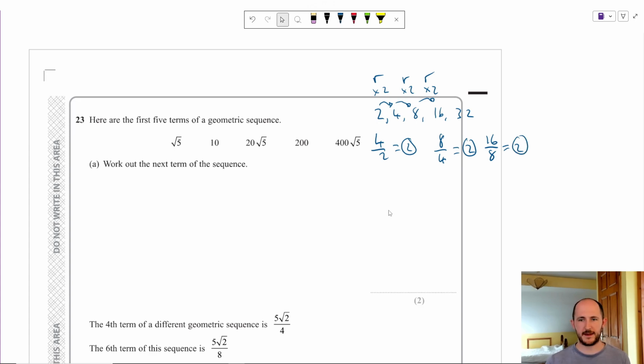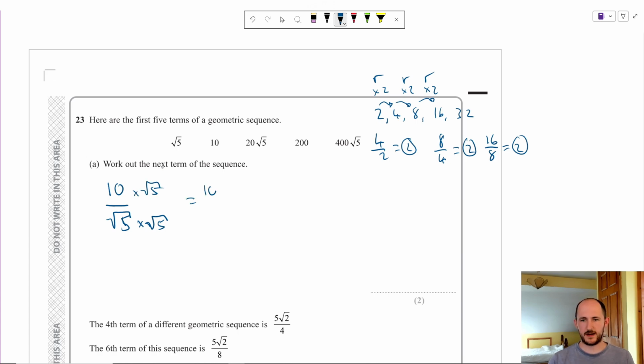So if I do the same thing here, these 2 terms are... You can actually use any 2 terms, by the way, as long as they're next to each other. But I would probably pick the first 2 because the numbers are as small as possible, right? They get bigger as we go along. So if I do 10 divided by root 5, that is actually what I'm timesing by each time. Now, I don't really like this. I'm actually going to rationalize it. So I'm going to times top and bottom by root 5.